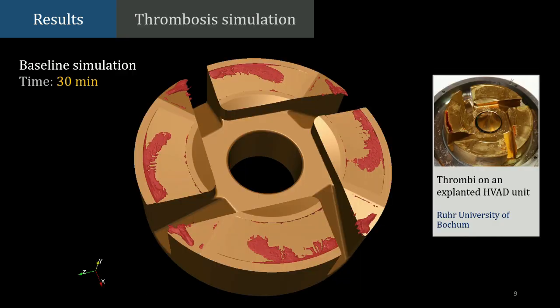When we run the thrombosis simulation, unsurprisingly, platelets are able to deposit in this low shear zone. This is after 30 minutes of simulation time, and I'm calling this a baseline simulation, since I'm using platelet deposition and shear cleaning rates for titanium alloy from the original model validation paper.